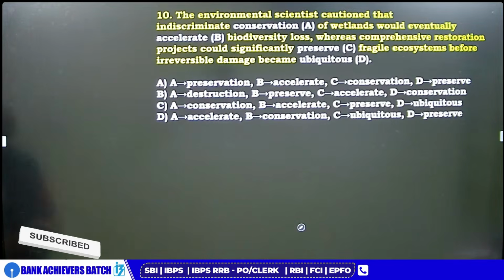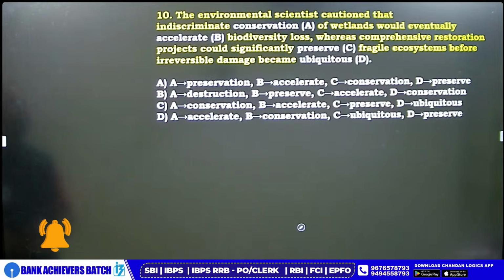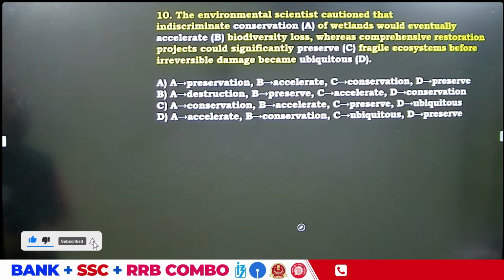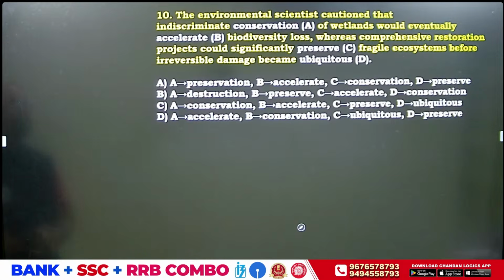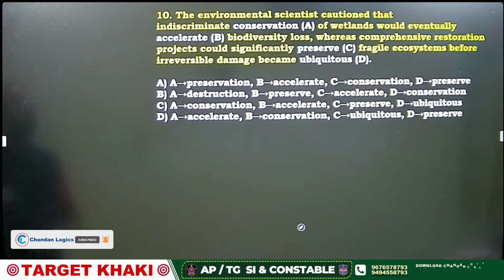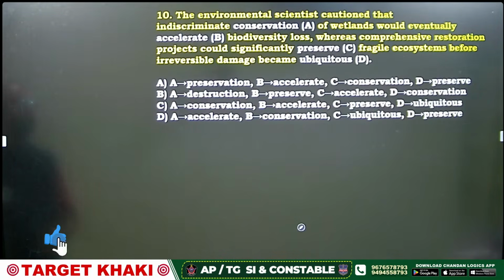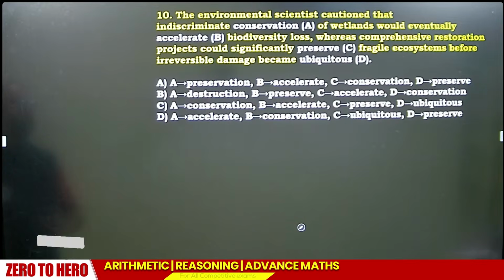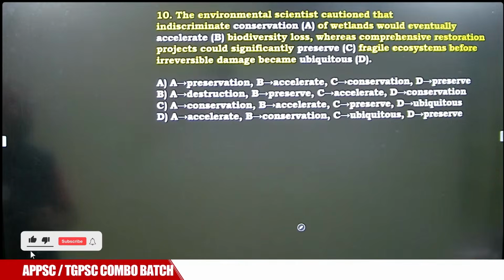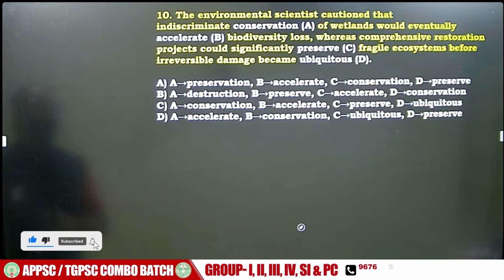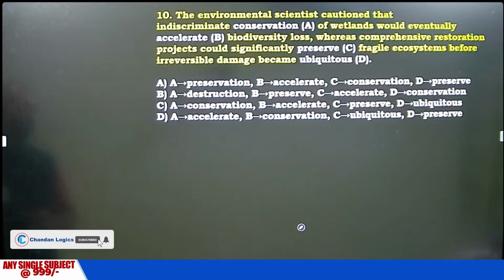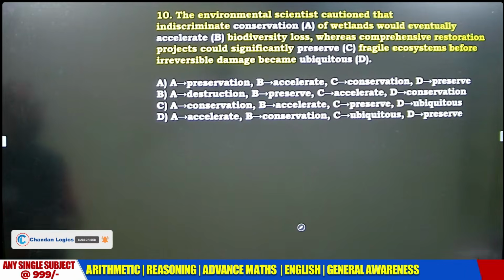The environmental scientist gave a caution that indiscriminate dash of wetlands would eventually dash biodiversity. See, any scientist would naturally warn indiscriminate dash of wetlands, destruction of wetlands, would dash biodiversity loss. So would accelerate the biodiversity loss. Whereas comprehensive restoration projects could significantly preserve a fragile ecosystem before irreversible damage became ubiquitous.